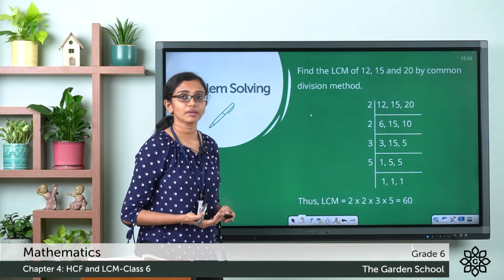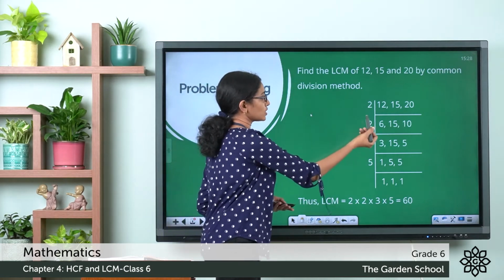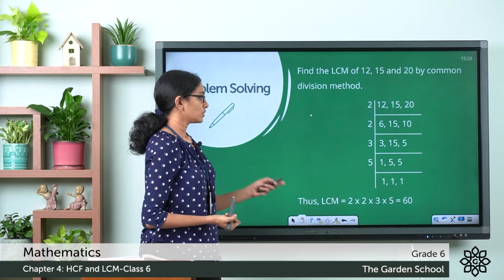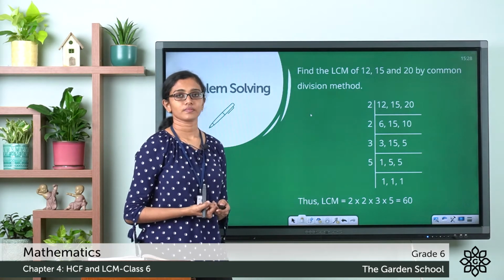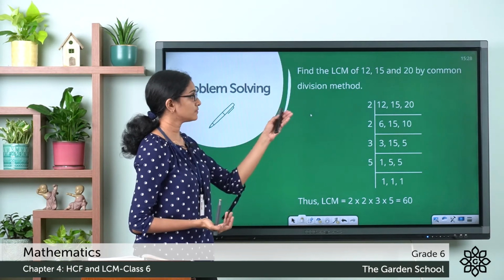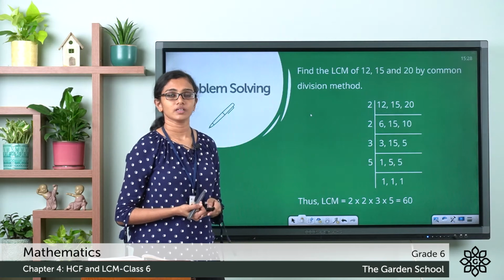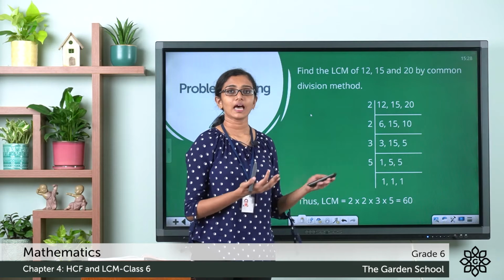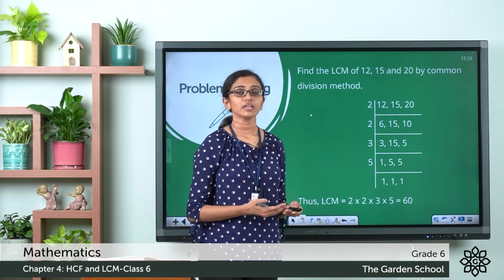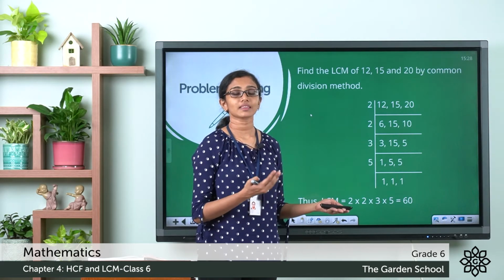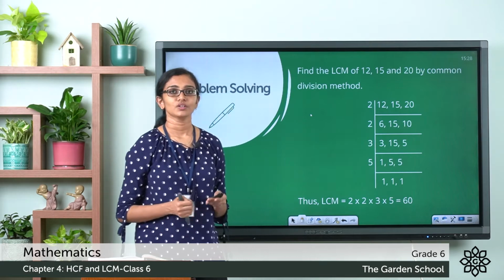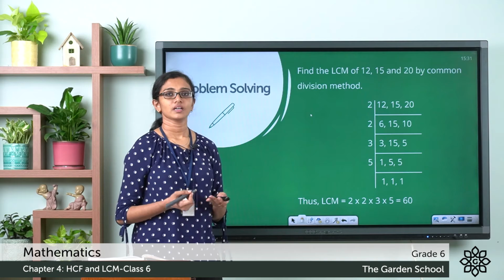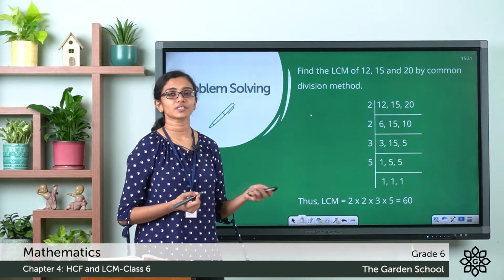So what is the LCM in this case? See, 2 into 2 into 3 into 5, and that gives you a product of 60. That is the LCM of 12, 15 and 20. So the LCM of 12, 15 and 20 is equal to 60, and we found the solution by using common division method or short division method. So isn't that easy? I hope you are clear with this method. Now let's see more examples using this method.